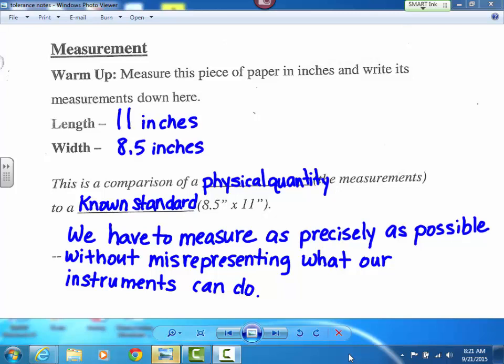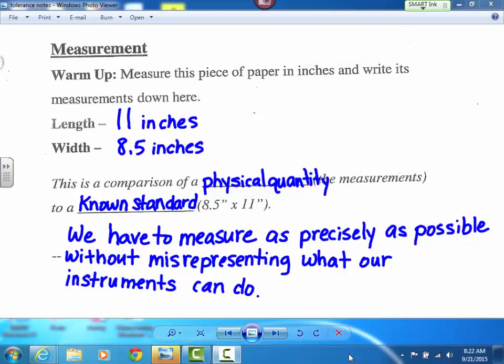We have to measure as precisely as possible without misrepresenting what our instruments can do. If you take a look at that ruler that you have, would it be correct to measure the width of your paper, which we know was about 8.5, but would it be correct to make up a whole bunch more numbers? In other words, I'm going to measure it with my ruler and I'm going to say it's 8.563478.9. Do you have any way of knowing that those numbers are correct based on the lines on your ruler?